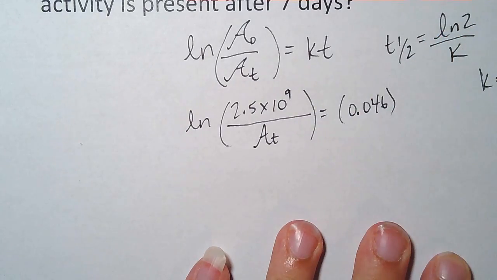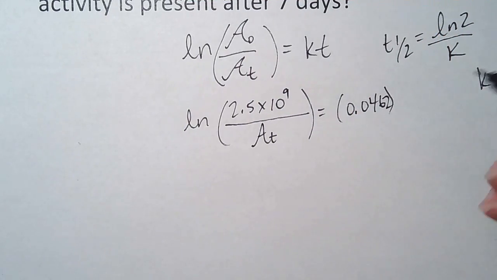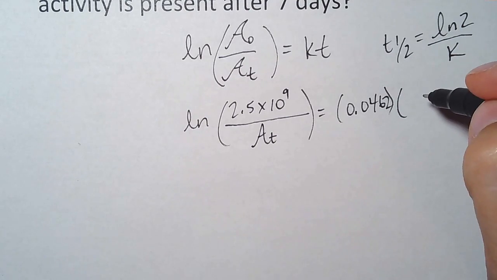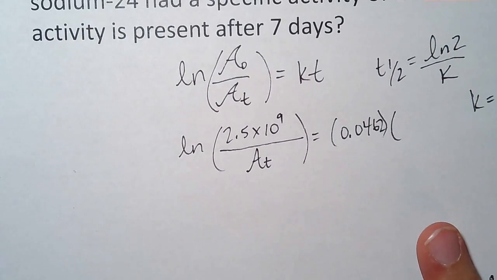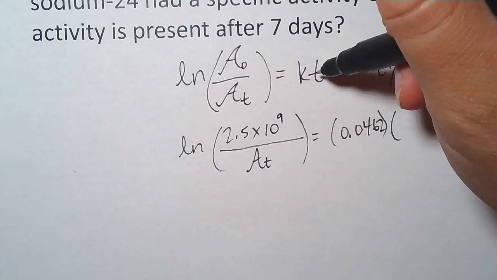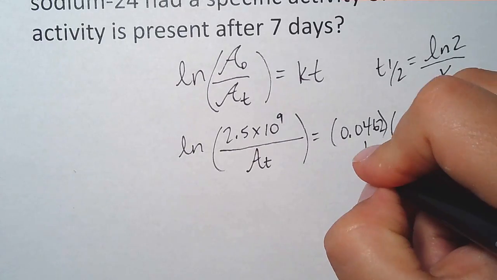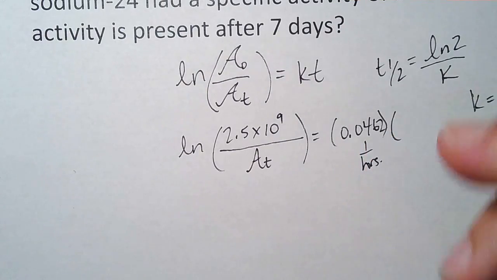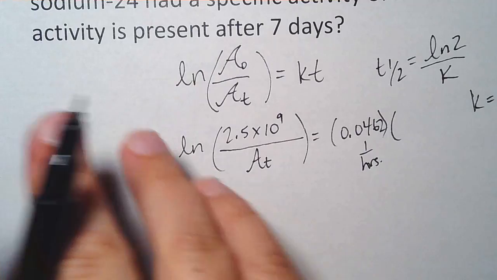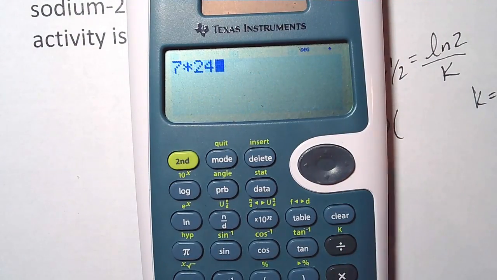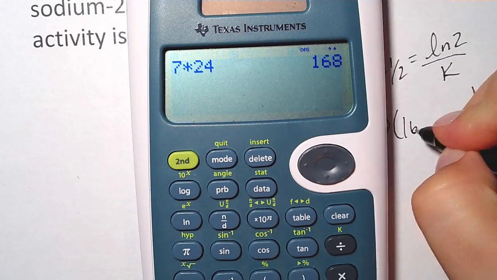Now since my K is in 1 over hours, I have to have my time in hours as well to make the units match up. So this is going to be very important. Whatever your units for your T has to match up with your units for K. So K is in 1 over hours. So how many hours in 7 days? Alright, so 7 times 24, 168 hours in 7 days.